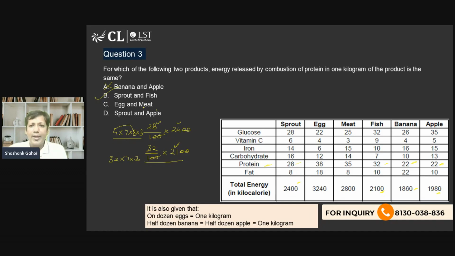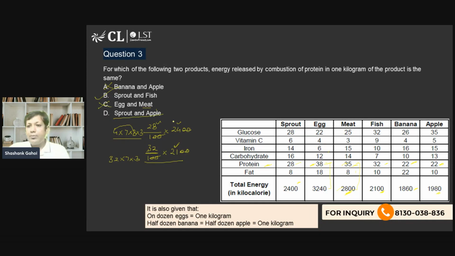If I look at egg and meat, egg is 38% of this, and meat is 3500 of 2800. So this is a multiple of 7, and this is also a multiple of 7. So this number is a multiple of 49, and this number is only a multiple of 7, and this is a multiple of 19, but neither of the numbers is a multiple of 19. So this definitely cannot be the answer.